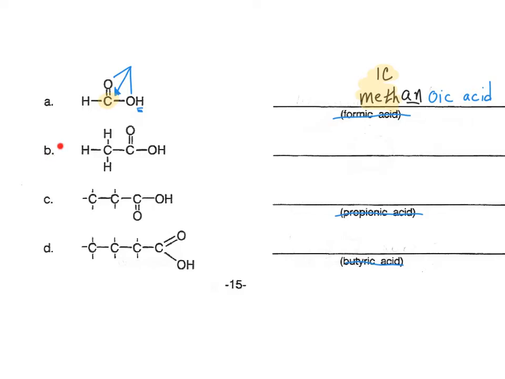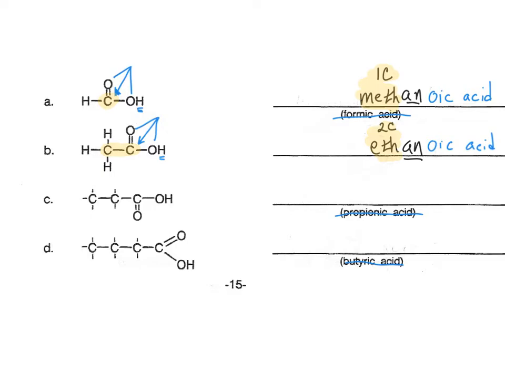Let's look at compound B. Here we see we have a C double bond OOH. That is our functional group telling us that we have an oic acid. In front of that we'll put AN to indicate that it is all carbon-carbon single bonds. And in front of that we're going to put in how many carbons are in the main chain. Make sure you include the carbon that is on the carboxyl group so that we count correctly. Here we see 2 carbons, and so this is ethanoic acid. Again, no number on here, so the name is done.